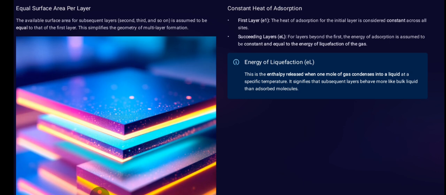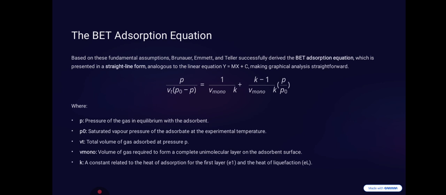Energy of liquefaction is the enthalpy released when 1 mole of gas condenses into a liquid at a specific temperature. It signifies that subsequent layers behave more like bulk liquid than adsorbed molecules.